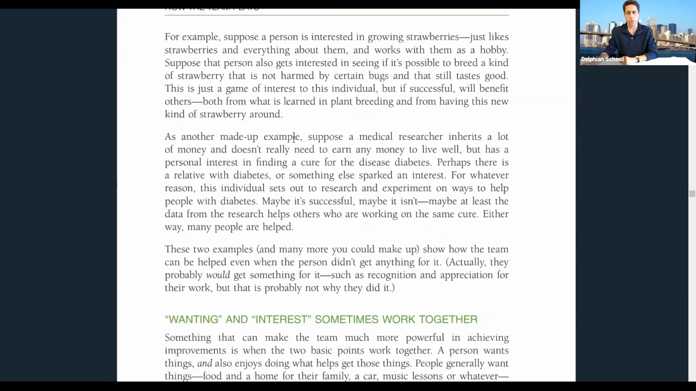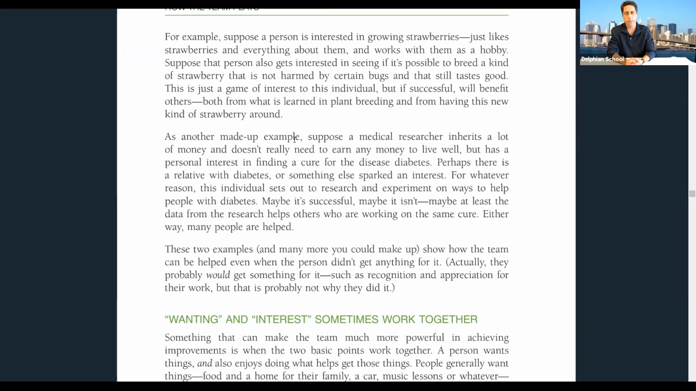For example, suppose a person is interested in growing strawberries, just likes strawberries and everything about them, and works with them as a hobby. Suppose that person also gets interested in seeing if it's possible to breed a kind of strawberry that is not harmed by certain bugs and still tastes good. This is just a game of interest to this individual, but if successful, will benefit others, both from what is learned in plant breeding and from having this new kind of strawberry around.